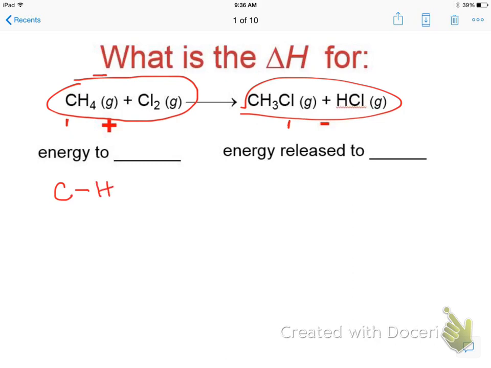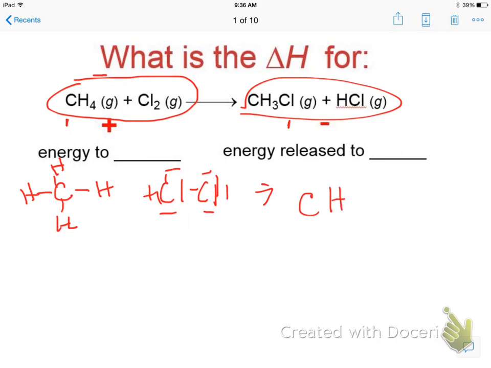So if I have CH4, this is what I have. And I have Cl2. I'm just looking at the bonds; I'm not too worried about the lone pairs. And I'm making CH3Cl plus HCl.